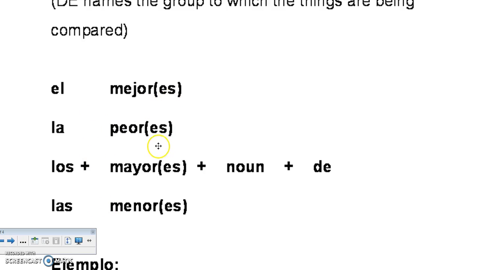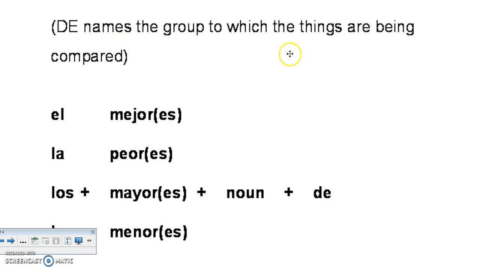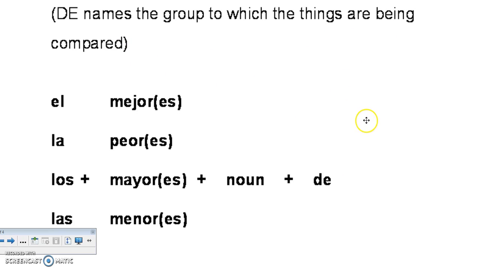The reason we have these es in parentheses is because if the noun you're using is plural, then you have to make these words match. So the best students would be los mejores estudiantes. After you choose one of these, again, best, worst, oldest, or youngest, you're going to use your noun. And then your de is going to be used to name the group to which the things are being compared. So for example, if I want to say they are the best students in the class, I would say los mejores estudiantes de la clase.